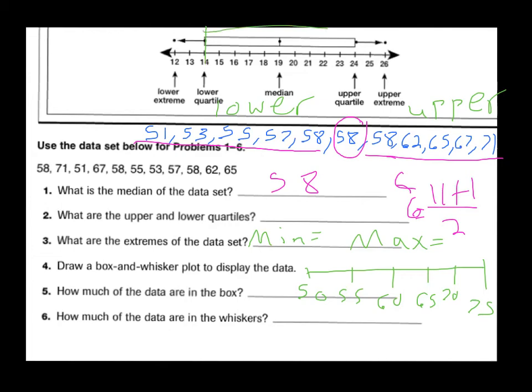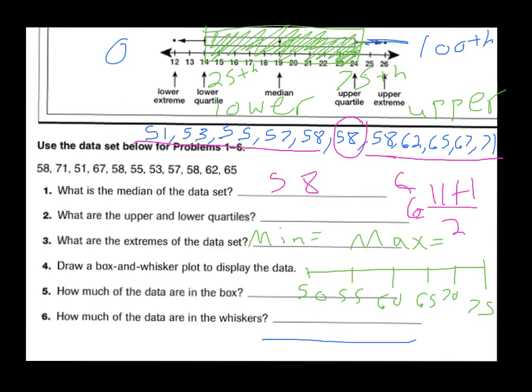All right, and then it goes on and it says how much of the data are in the box. If you look at this example up here, this is your box, and you should understand that your lower quartile is the 25th percentile, and your upper quartile is the 75th percentile. So how much data is in between the 25th and 75th percentile? Should be fairly simple. And then how much data is in the whiskers? So if this is our 100th over here, how much data is from 75 to 100th and from 0 to 25th? All right, so you just add them together, and that will give you your total right here.